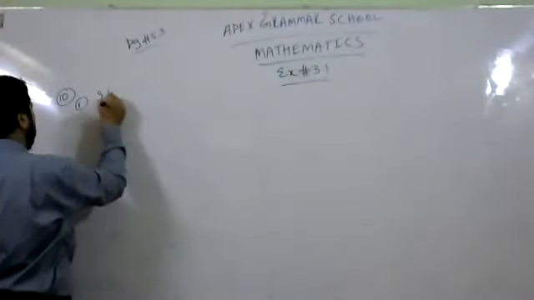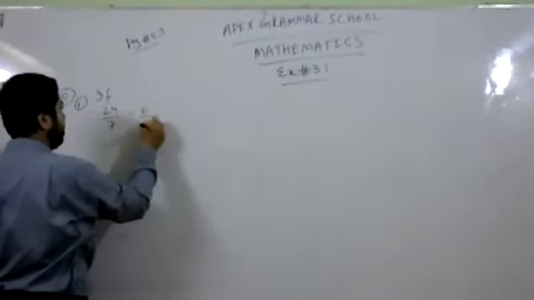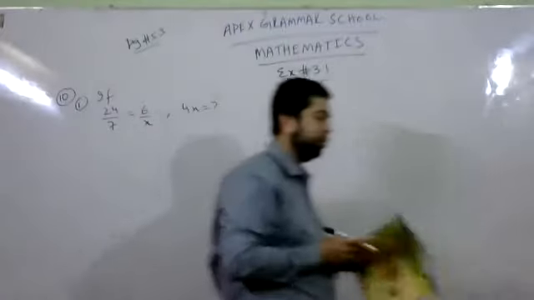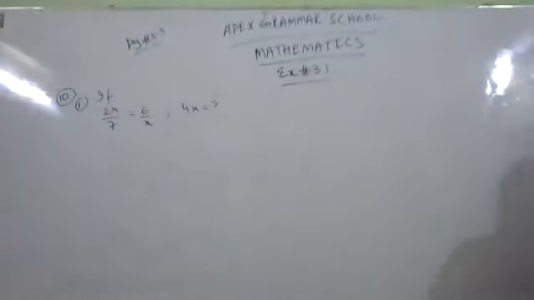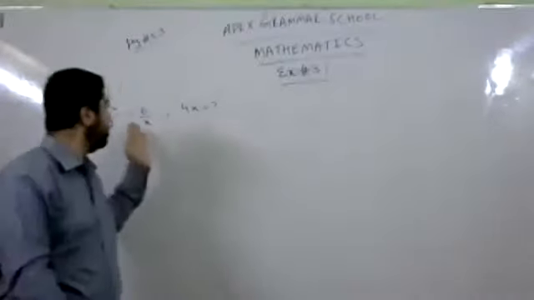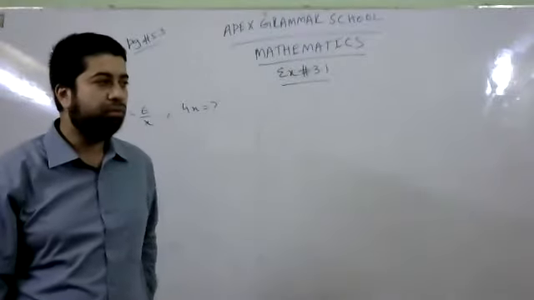If 24/7 is equal to 6/x, then find the value of 4x. These are very simple questions. You need to find not only the value of x available here, you need to find the value of 4x.